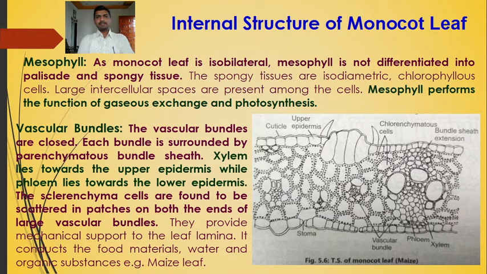If you see the differences between the internal structure of dicot and monocot leaf, in the dicot leaf the leaf is bifacial, while in monocot it is monofacial. Next difference, the mesophyll is differentiated into two types of tissue, the palisade tissue and spongy tissue. Palisade is restricted to below the upper epidermis, while spongy tissue is present below the lower epidermis. Palisade tissue is compactly arranged, while spongy tissue is loosely arranged, with intercellular spaces.